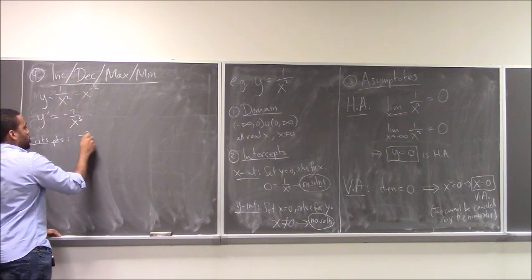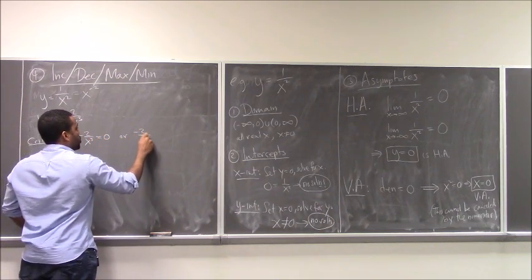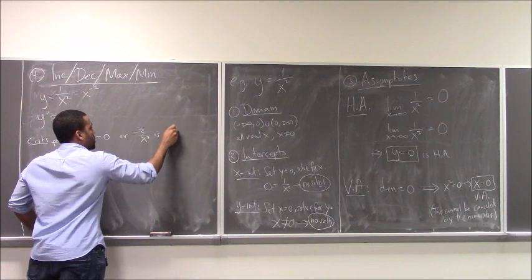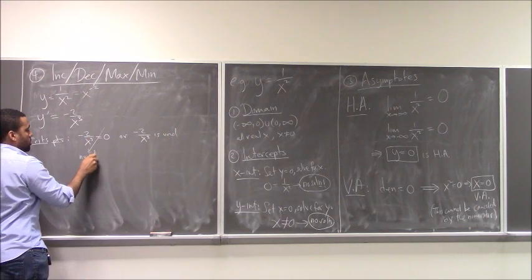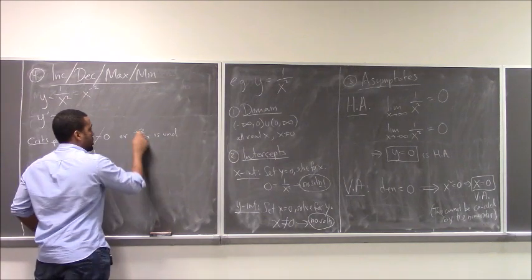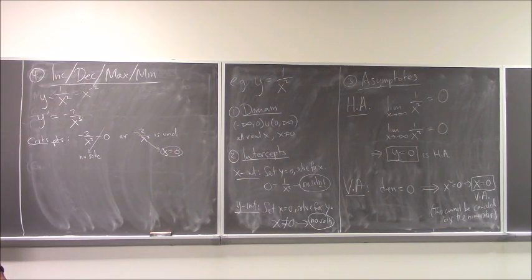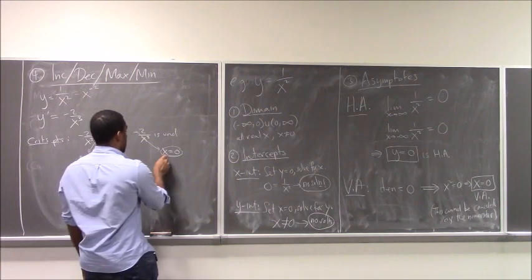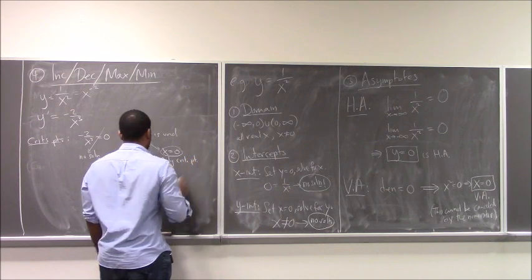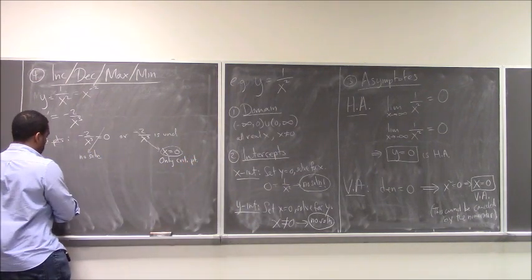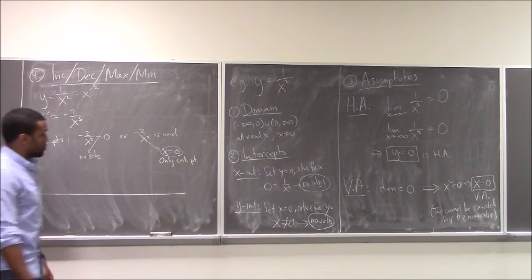This means minus 2 over x cubed equals 0, or minus 2 over x cubed is undefined. This one, again, has no solution. This one means x equals 0 is when that's undefined. So 0 is our only critical point. Now what we're going to do is the first derivative test, which I described last time.